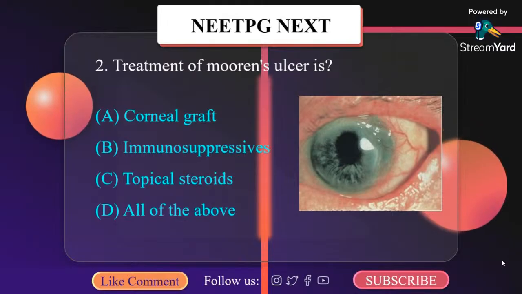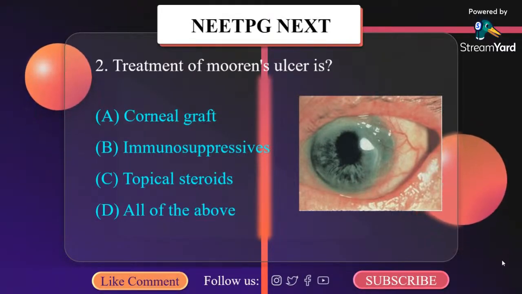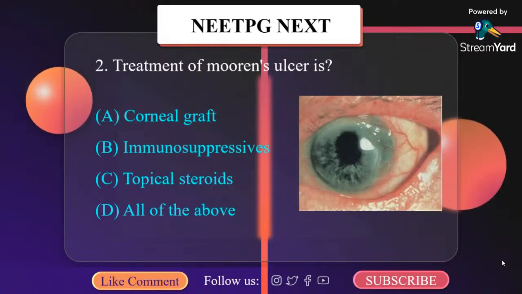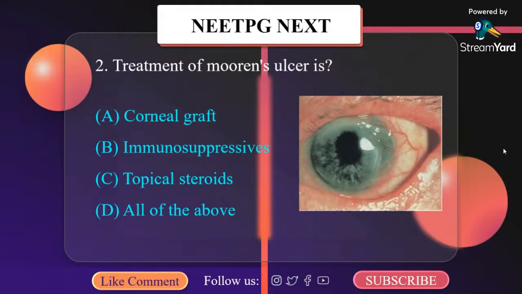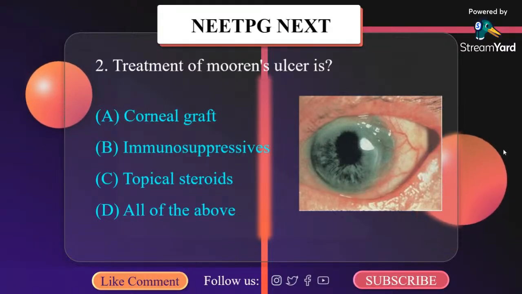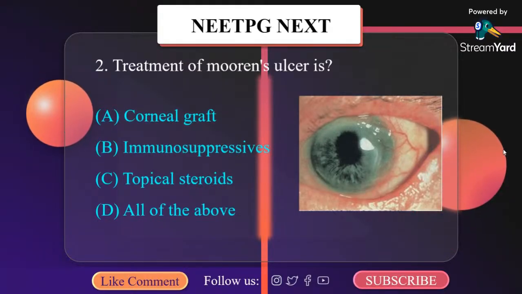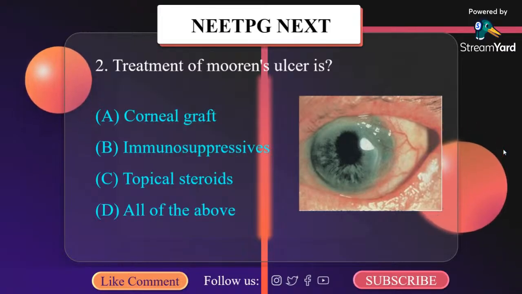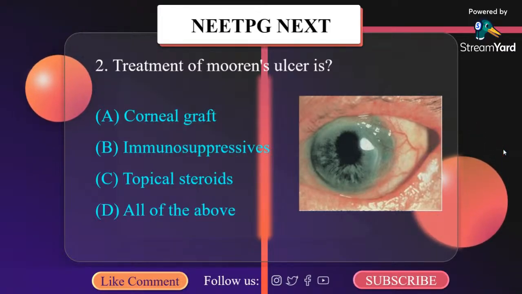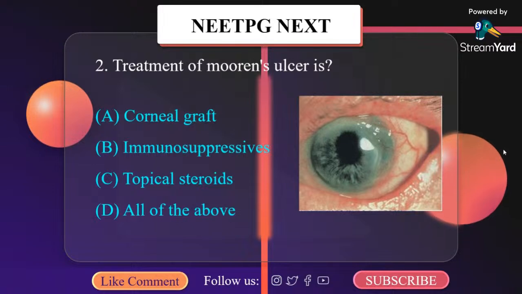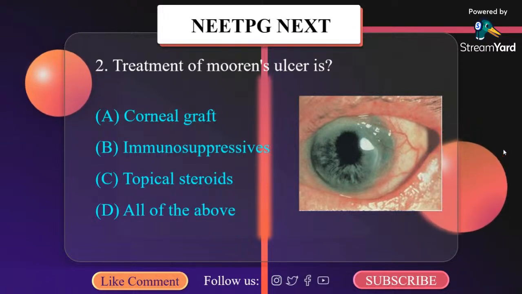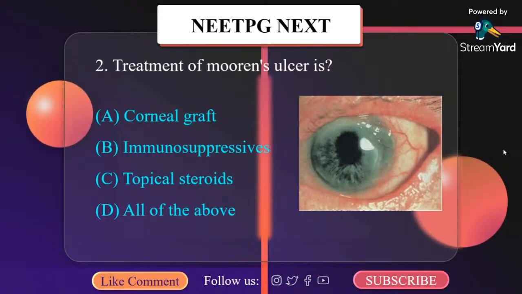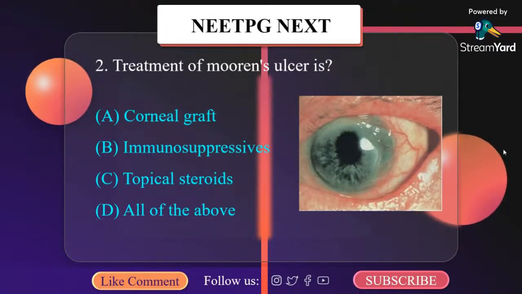Treatment of Mooren's ulcer is A. Corneal graft, B. Immunosuppressive, C. Topical steroid, D. All of them. Before answering this question, let us know important points regarding Mooren's ulcer. Mooren's ulcer is a severe inflammatory peripheral ulcerative keratitis. It is also called chronic serpiginous or rodent ulcer. The treatment is topical corticosteroid, immunosuppression with systemic steroids, that is cyclosporine, soft contact lens, lamellar or full thickness corneal grafting.